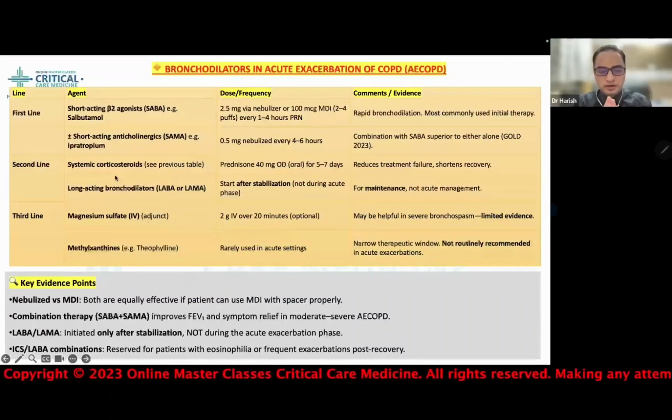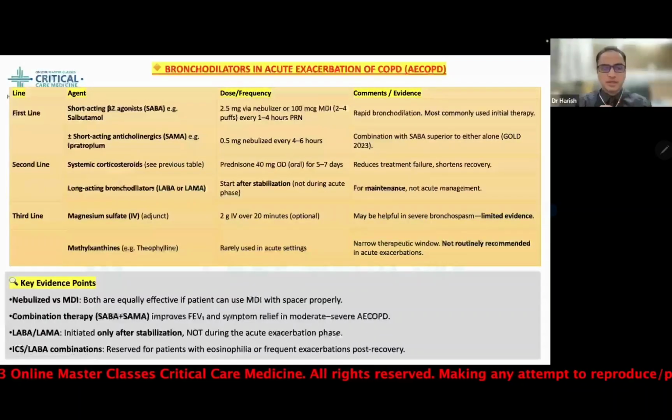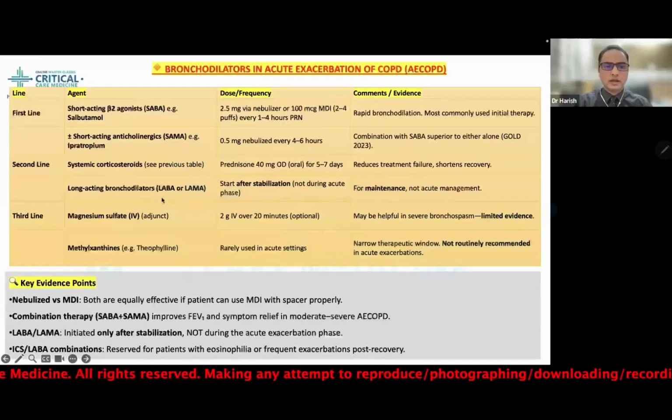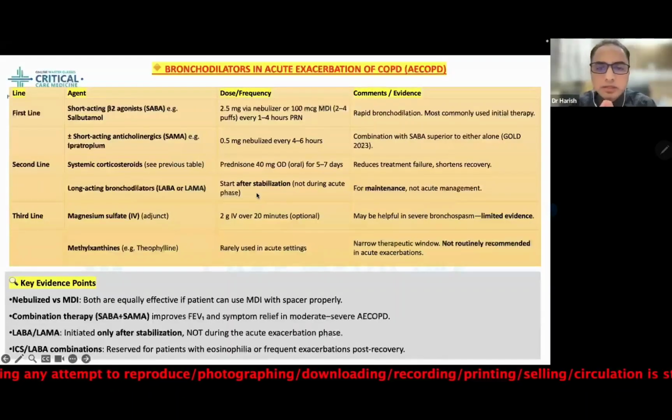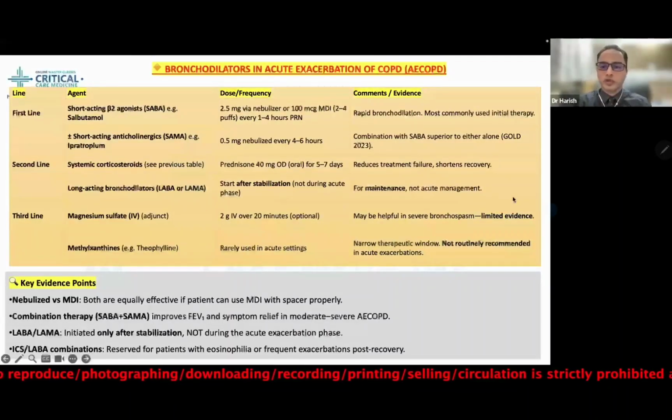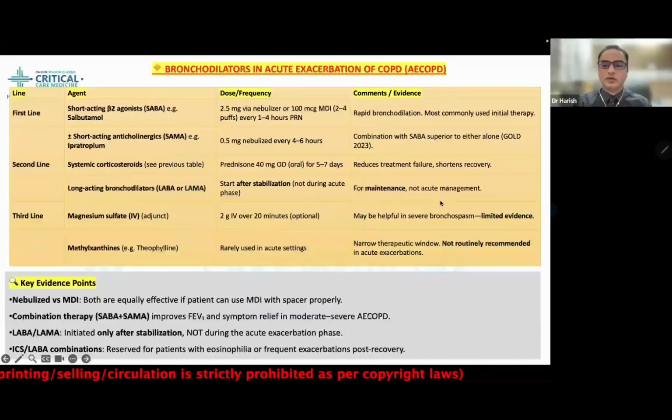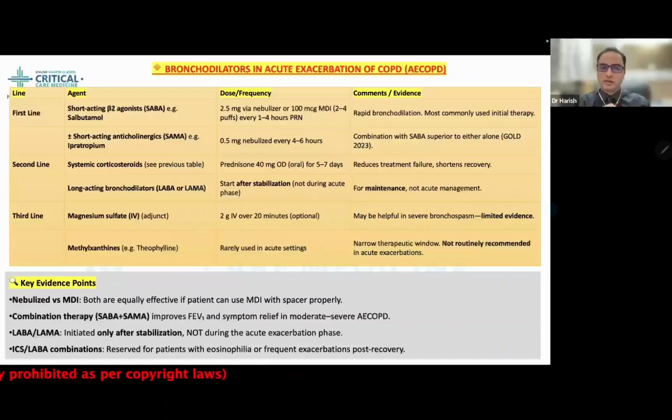Second line, systemic steroid. As we already discussed previously, long acting bronchodilators like beta 2 agonist or muscarinic antagonist are started after stabilization, not during the acute phase. No need to use them during the acute exacerbation of COPD. They are for maintenance, not for acute management, and are helpful in long-term maintenance.